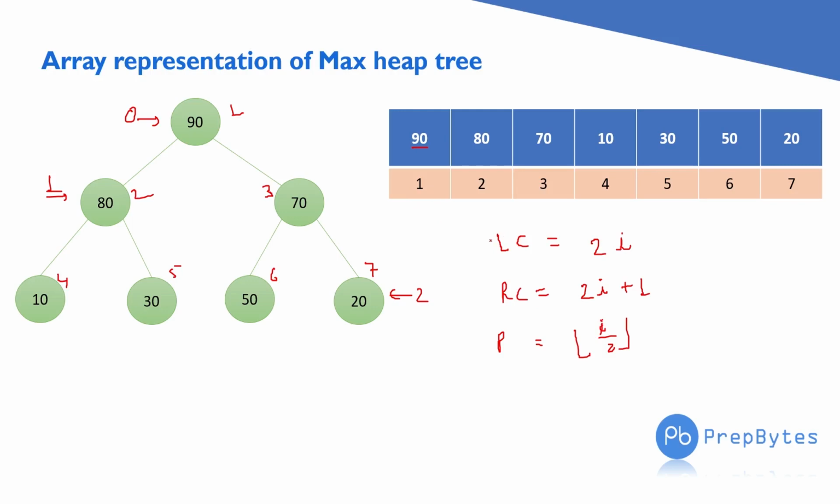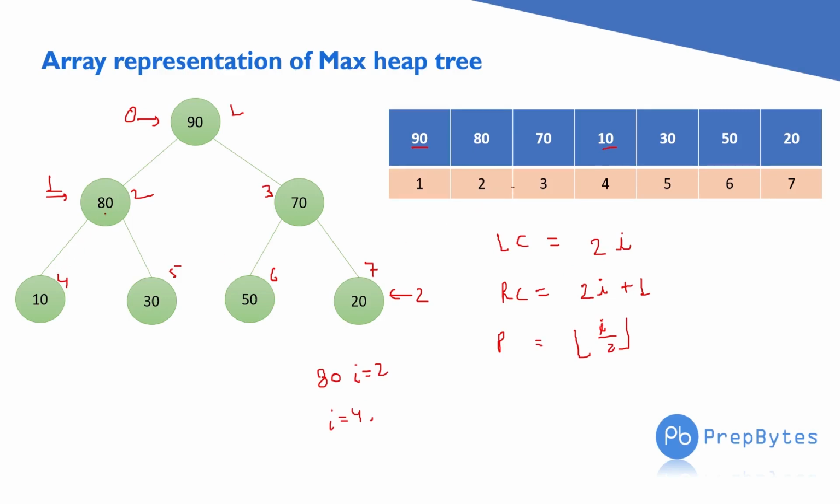Fine. So let's take some examples here. If we take 80, who is the parent of 80? 80 is at index 2. So the parent of 80 is 2 by 2, that is 1. Who is at index 1? 90. So the parent of 80 is 90. That is correct. Let's say we are taking 10 and we want to know who is the parent of 10. The index of 10 is 4. So the parent of 10 will become 4 by 2, that is 2. Who is at index 2? It is nothing but 80. So yes, the parent of 10 is 80.